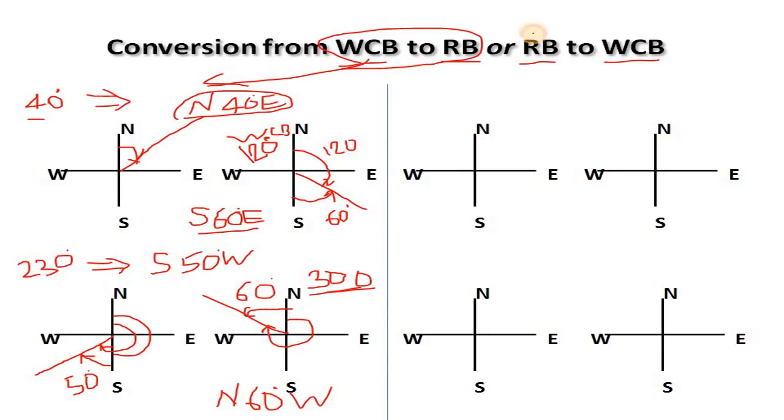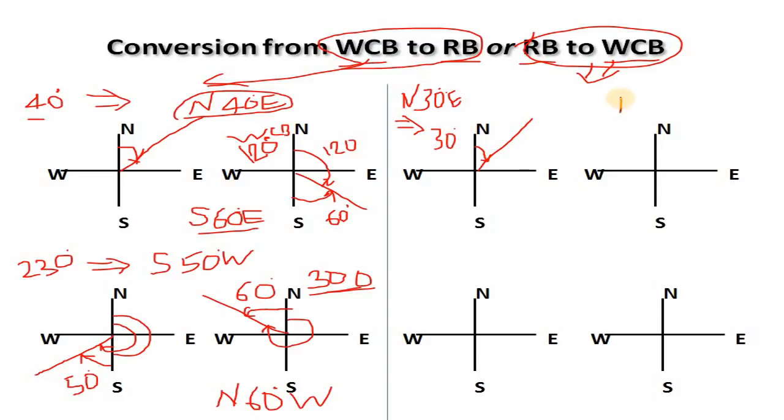Now come to this system. Suppose RB is given N 30 degree east. Convert it in WCB system. Remember one thing, first draw whatever is given, then think what I need. N 30 degree east means the line will be in this quadrant, and this is 30 degree. What is the WCB of this line? In WCB system we start always from north in clockwise direction, means this angle is the WCB, and this is 30 degree. In WCB system 30 degree, that simple.